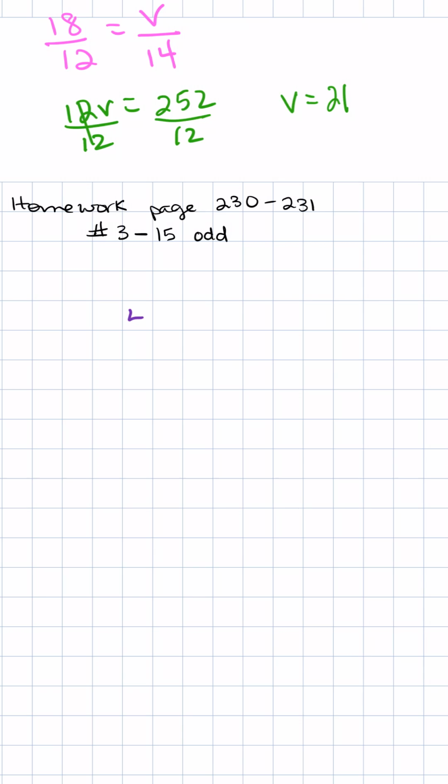So if this had sides of 4 and 6, and this one had sides of 7 and 9, we're going to cross multiply. So 7 times 6 is 42. 9 times 4 is 36. Is 36 equal to 42? No. So therefore they are not similar. Okay? As long as they equal each other, then they are similar.